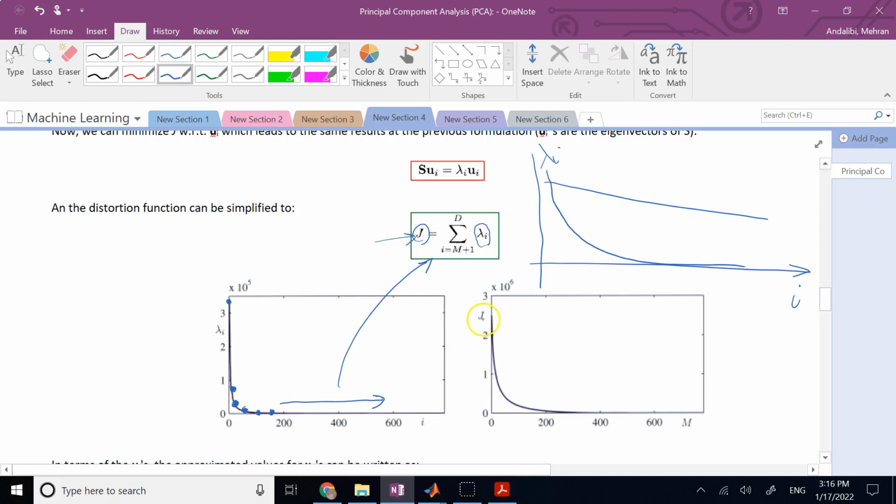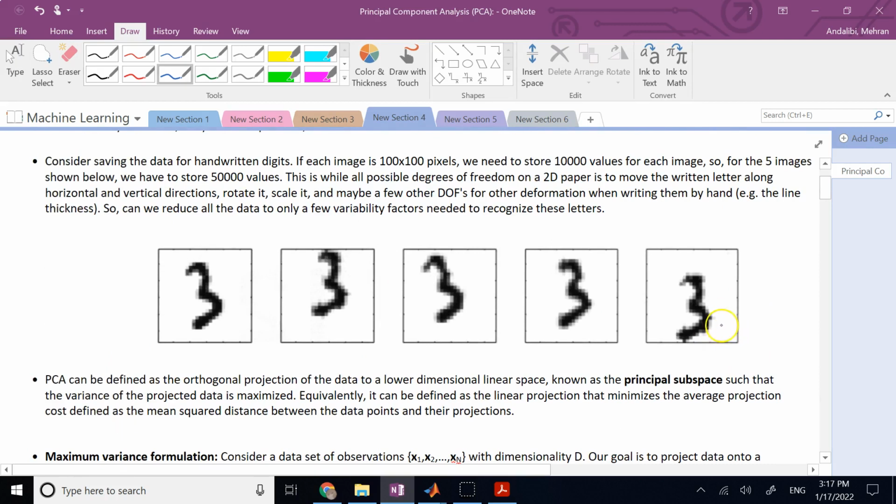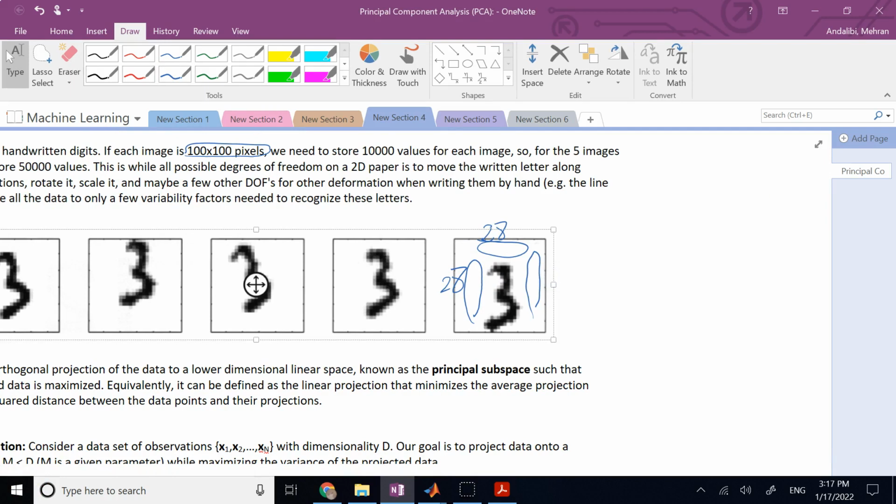And so here, if you look at the distortion versus how many components you have used for these pictures of number threes. Each one of these, I assume the original ones are not these ones. These are the bigger versions of the images, the 100 by 100. The original ones of these threes were like 28 by 28 pixels, but these are enlarged and a lot of padded space is added to them to make them 100 by 100. But if it was 28 by 28, then D here was originally 28 squared, which is 784.